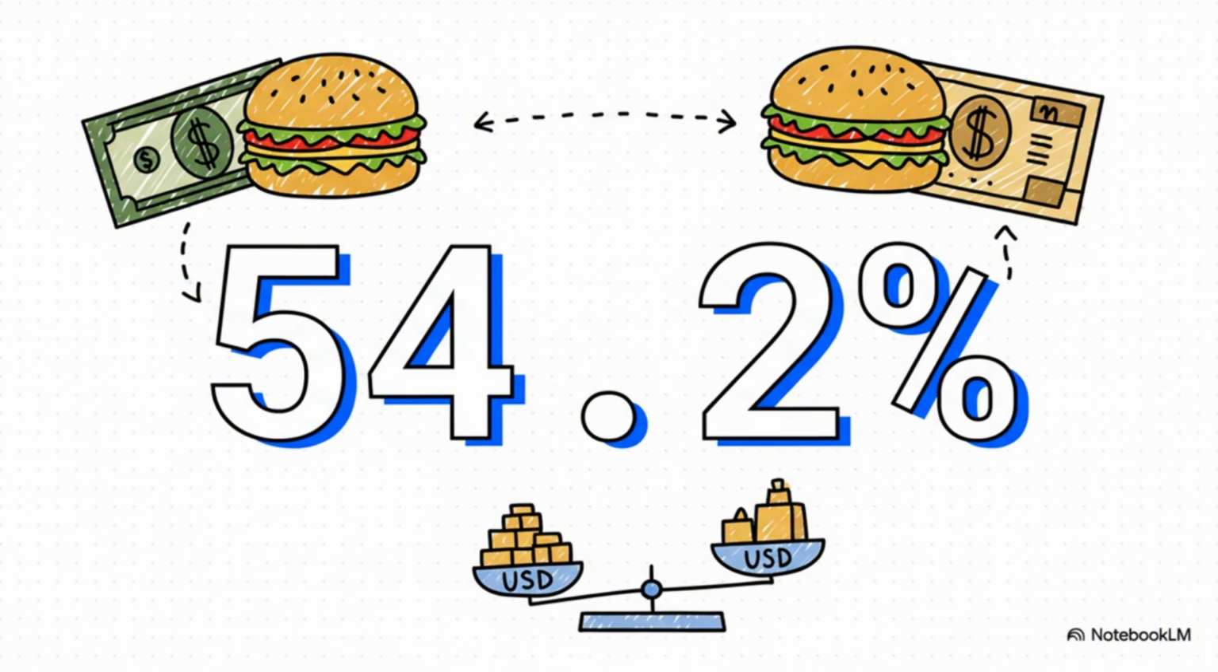So, that massive gap between the burger-based rate and the market rate led The Economist to a really simple conclusion. The Hong Kong dollar was 54.2% undervalued compared to the US dollar. To put it simply, your American dollar could buy you a lot more Big Macs in Hong Kong.